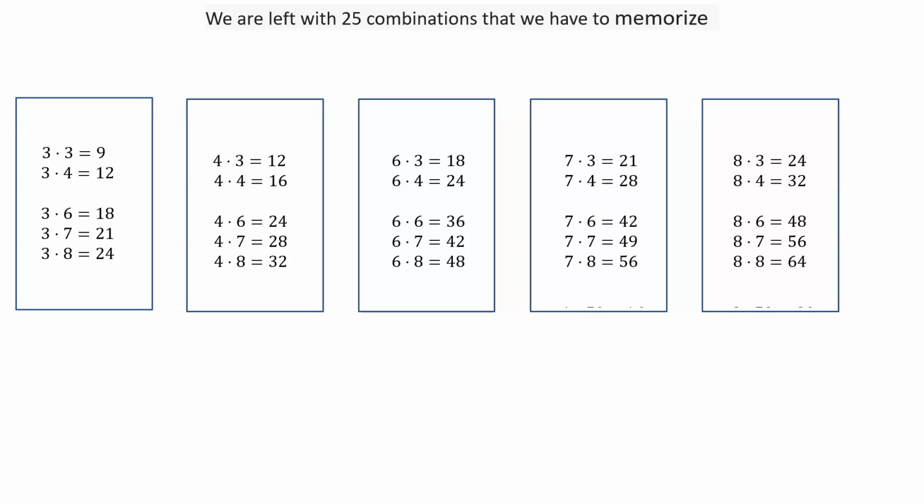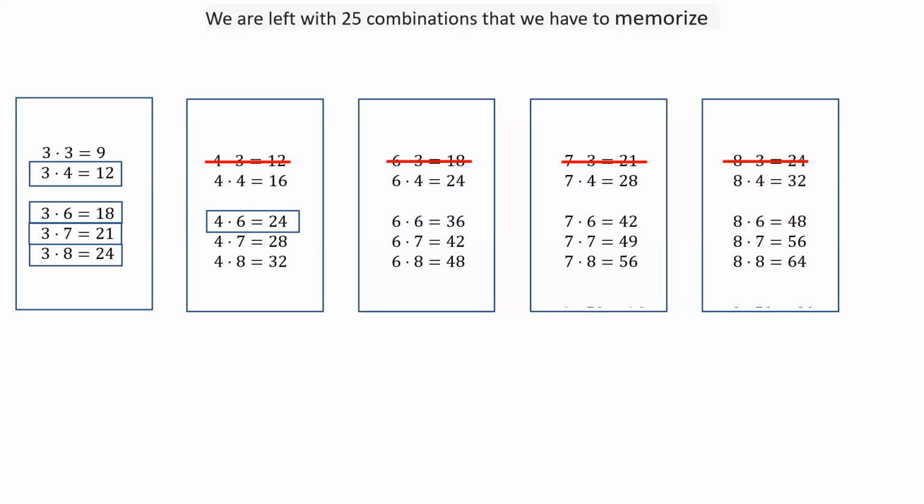But we can use the same technique, that the order doesn't matter when we multiply two numbers, to remove another 10 of these remaining 25 combinations. Because when we have memorized 3 times 4, we have at the same time memorized 4 times 3, which is equal to 12. When we have memorized 3 times 6, at the same time we memorized also 6 times 3, which is equal to 18. When we memorized 3 times 7, at the same time we also memorized 7 times 3, which is equal to 21. And 3 times 8 is just the same as 8 times 3, equal to 24.